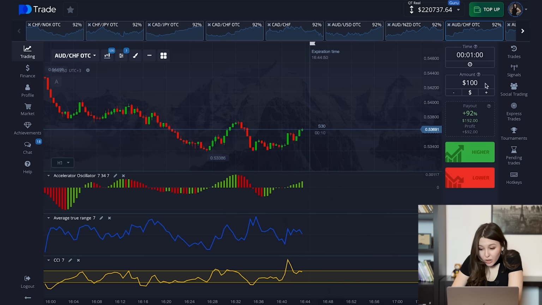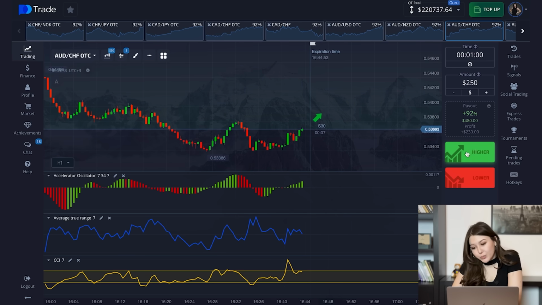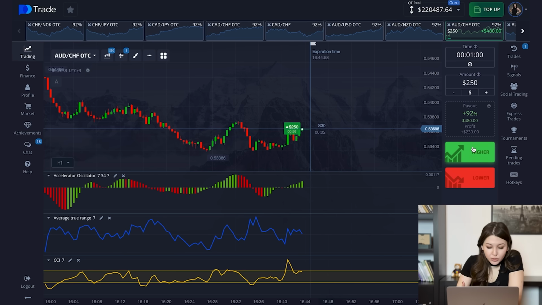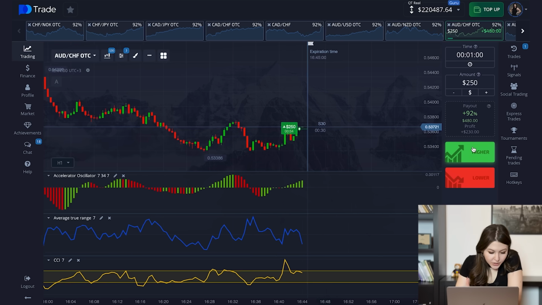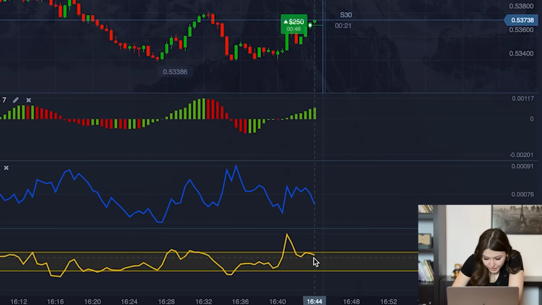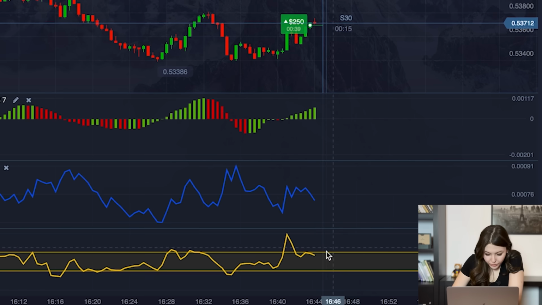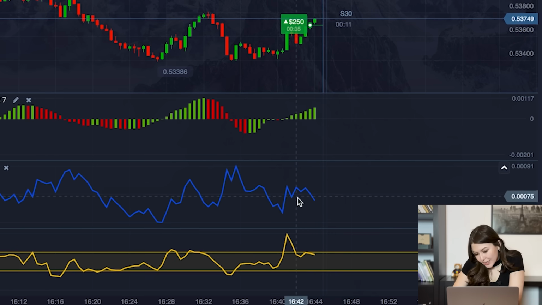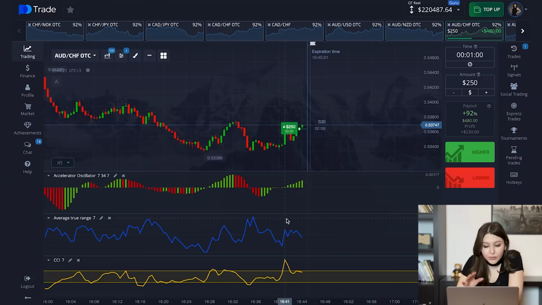So let's continue on the same market. For example, let's put $250 and let's continue. We continue to use these indicators. We can see on the oscillator that we still have the buyers putting the price upwards here. Also we can see on SSY that this tail is going upwards in the same line with the main line of the indicator, and also on average true range we can see that the tail is really flexible.